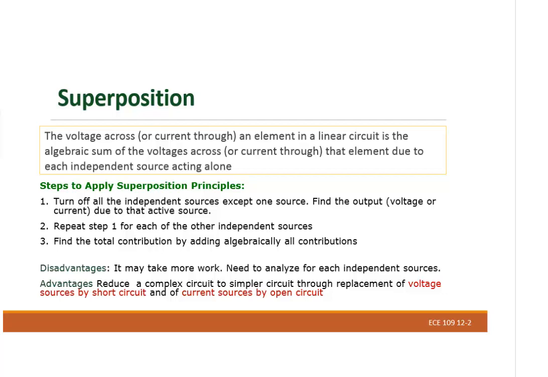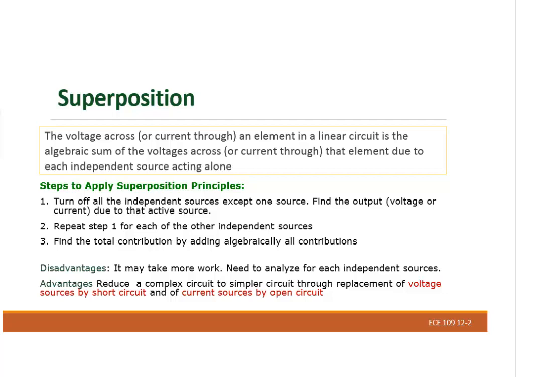What is the disadvantage of this one? Basically, it may take more time, so you need to analyze the circuit individually for each independent source. So it may take a long time. What are the advantages? Basically, we can reduce a complex circuit to a simple circuit. What we're gonna do is replace the voltage sources with a short circuit and current sources with an open circuit, except for one of the sources alone.